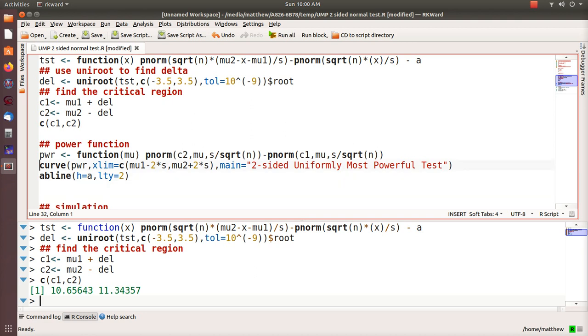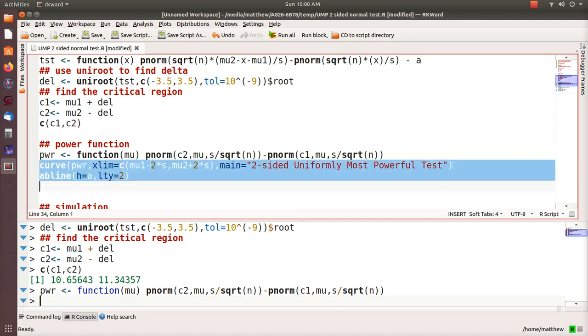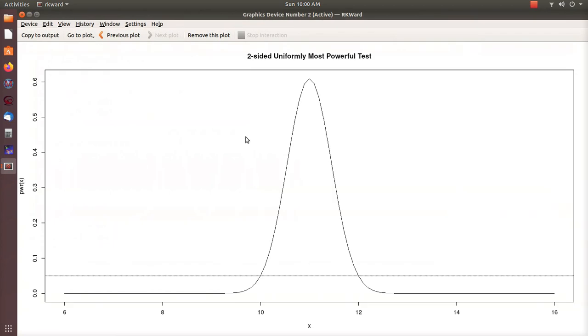If we were to calculate the power for this function, let's create a function called power. Power is really the area under the curve under the alternative region. So we're trying to calculate power between C1 and C2, which are the critical regions, and then for different values of mu. That's what this power function is going to calculate. And let's just create this curve. This is the power function for the test that we just created. Is mu less than or equal to 10 or greater than or equal to 12? And the alternative, is it between those two values?